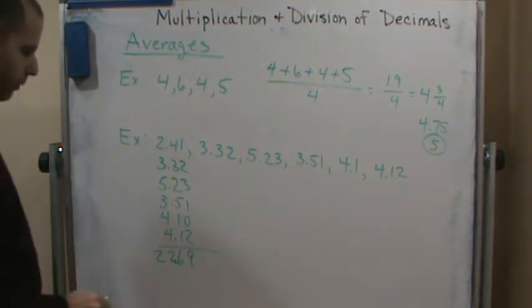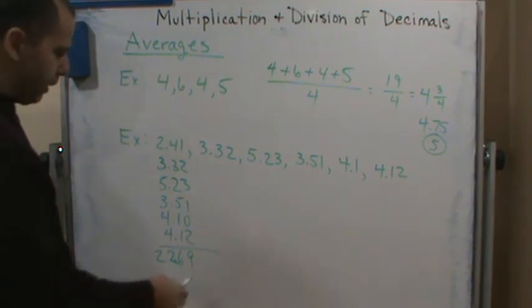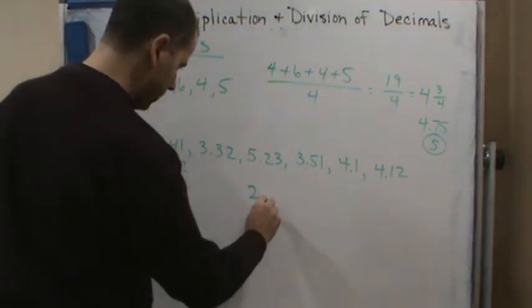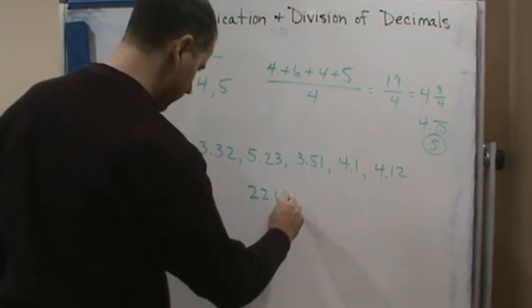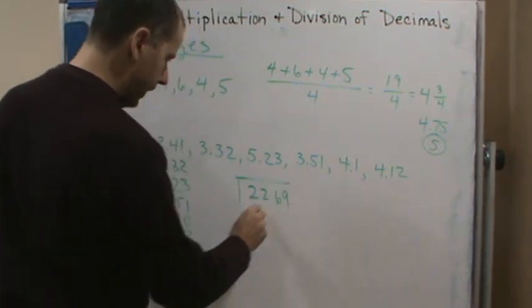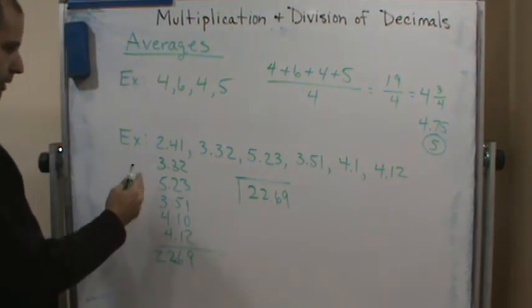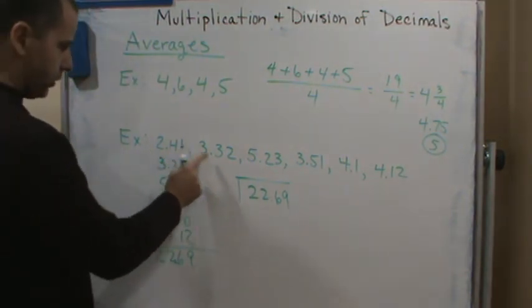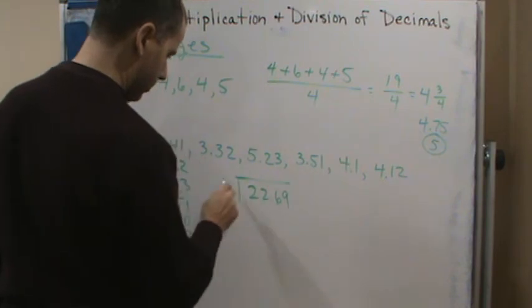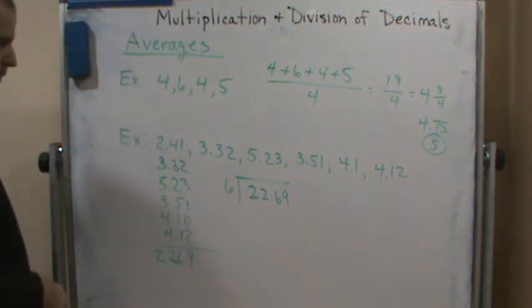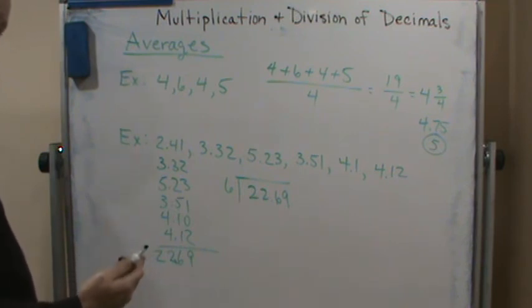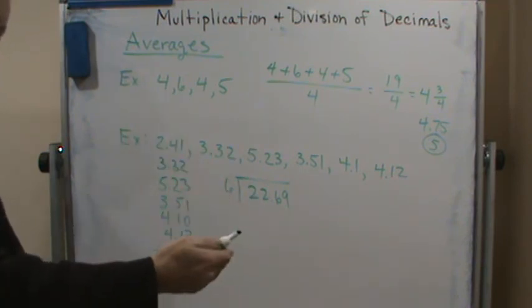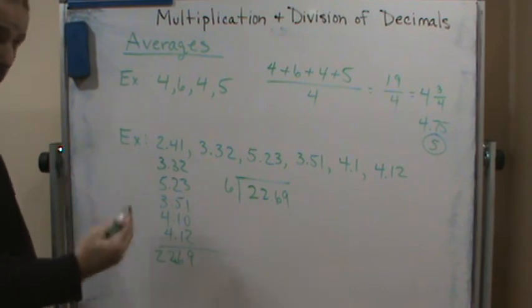Okay? Now I'm going to take 22.69 and I'm going to divide by the number of measurements I have, which is 1, 2, 3, 4, 5, 6. So I'm going to divide by 6. So now I'm going to go through the process and I'm going to round to the nearest tenths. So I'm going to go out to the hundredths place for my rounding.